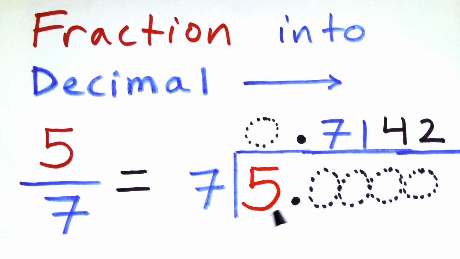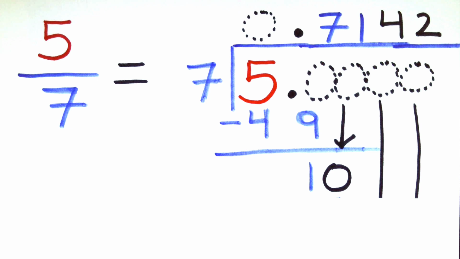All right, so 7 times no number will give me 5. Well, what about 50? 5 and 0. Well, I know 7 times 7 is 49, right? So I'm going to subtract 49 from my target, 50. 50 minus 49 leaves me a remainder of 1. I'm going to bring down that 0 all the way down here and turn that 1 into 10.